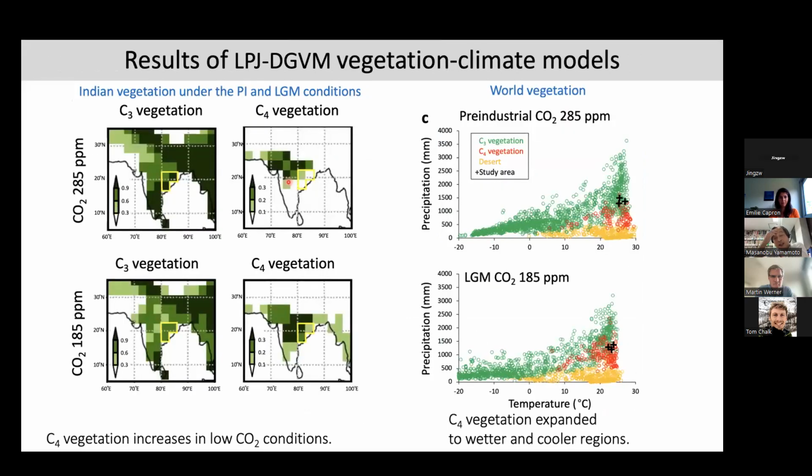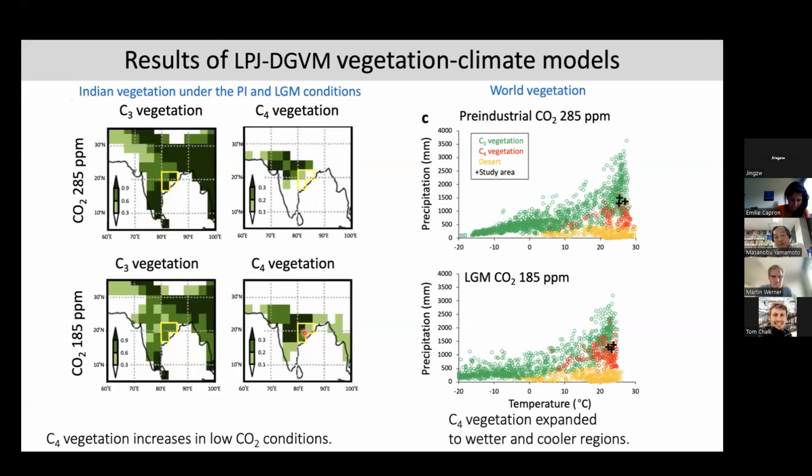So how about the Indian vegetation? Oishi-san and Abe-san conducted the vegetation modeling. So this is the C3 vegetation coverage and the C4 vegetation coverage at the pre-industrial level and the LGM level. When CO2 drops, C3 vegetation slightly decreased. On the other hand, C4 vegetation substantially increased.